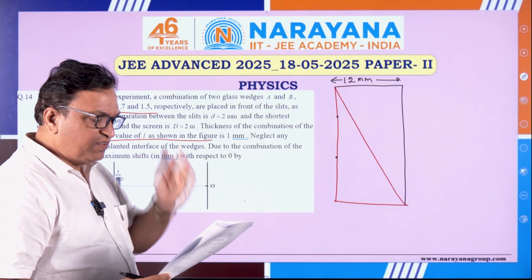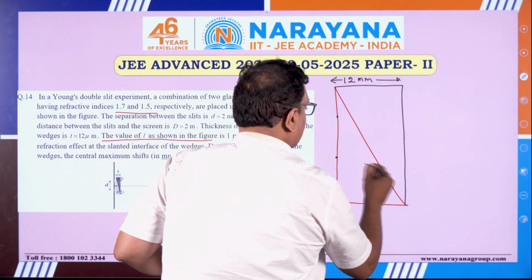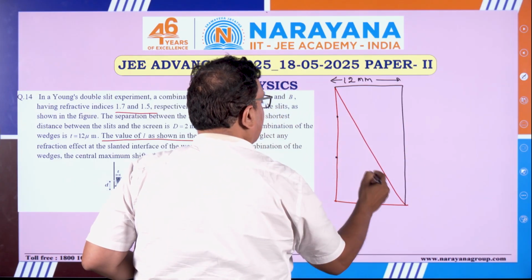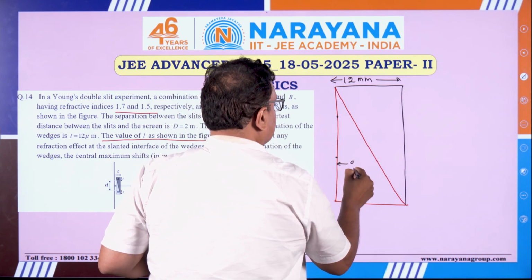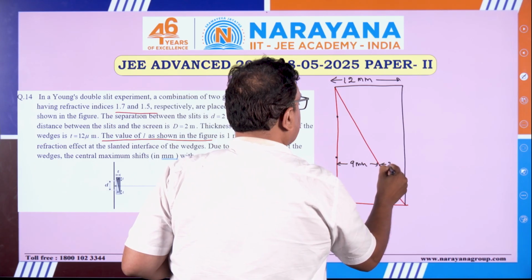Now please try to understand, in this process what will happen is the division part. The total 12 is divided accordingly like this, which means at this point you will face 9 mm and at this part you will face 3 mm.